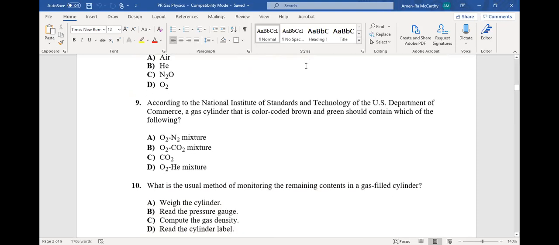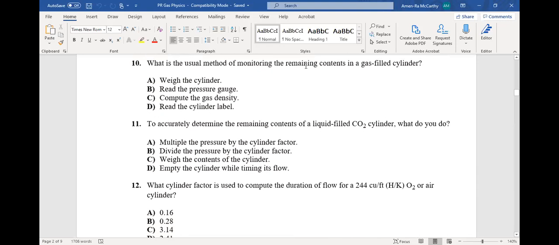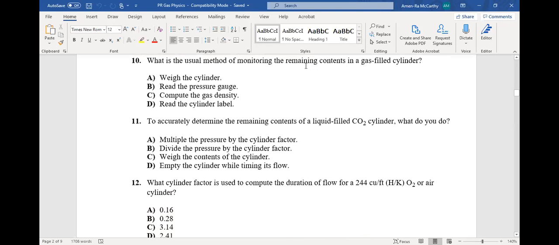All right, let's look at 10, 11, and 12. Number 10 says, what is the usual method of monitoring the remaining contents in a gas-filled cylinder? And then number 11 says, to accurately determine the remaining contents of a liquid-filled carbon dioxide cylinder, what should you do? And then number 12, and I think that's wrong. I'm going to change that. That should be liquid O2, not liquid CO2, a liquid oxygen cylinder.